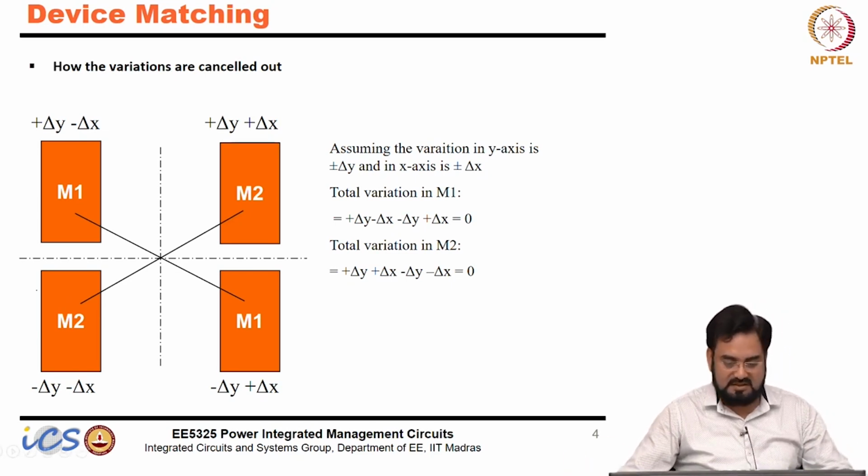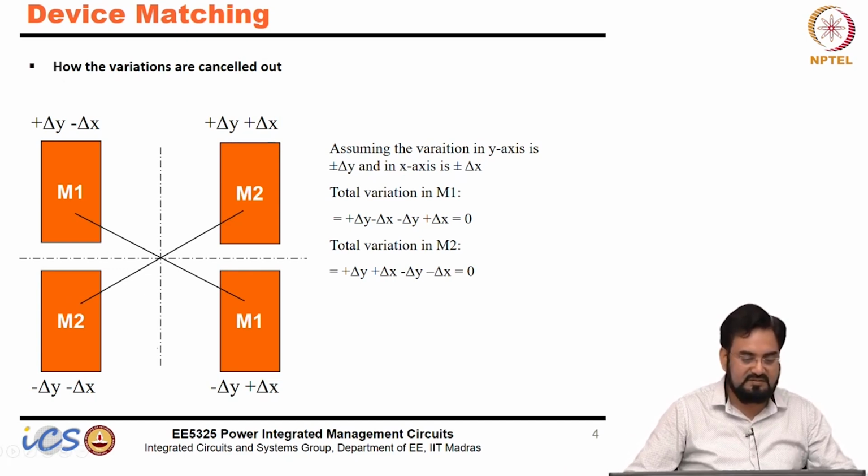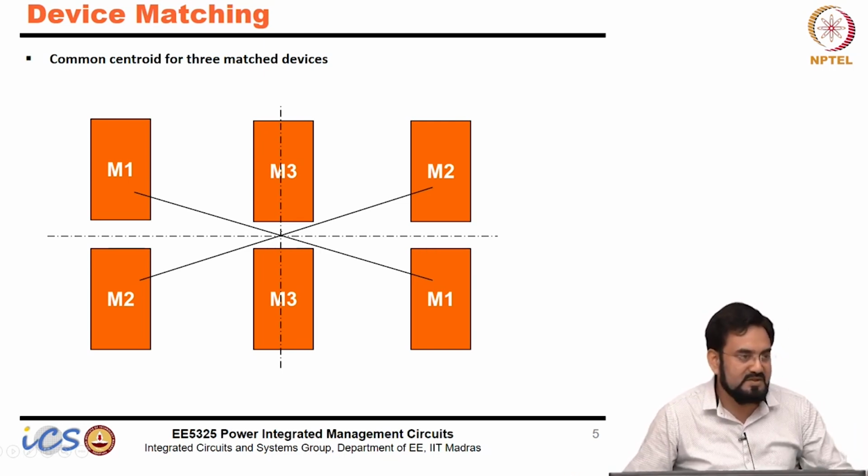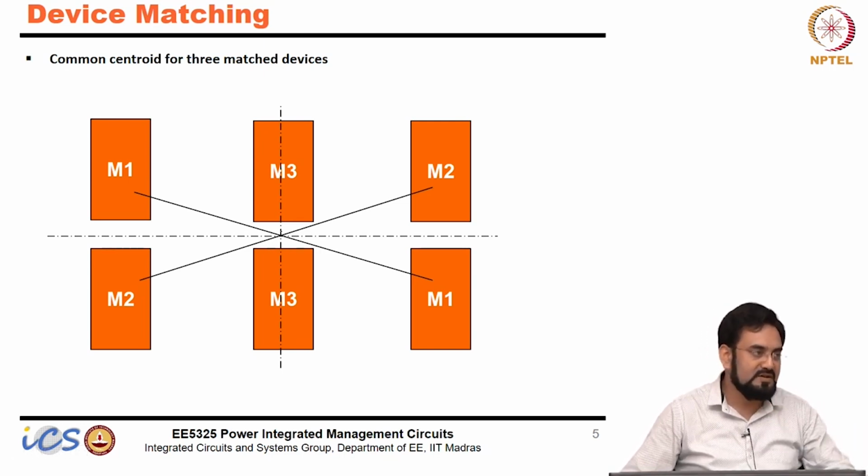You can match as many devices as you want. If you have 3 devices or 4 devices, you can match them. One thing you have to make sure of: when you draw the diagonal from one device to the other device, all the diagonals should cross at the center. Otherwise, it's not a common centroid. That's why we call it common centroid, because the center is common for all the diagonals. If it's an M3, the only way to place M3 is at the center. When you draw a straight line from one M3 to the other M3, it will cross at the center.